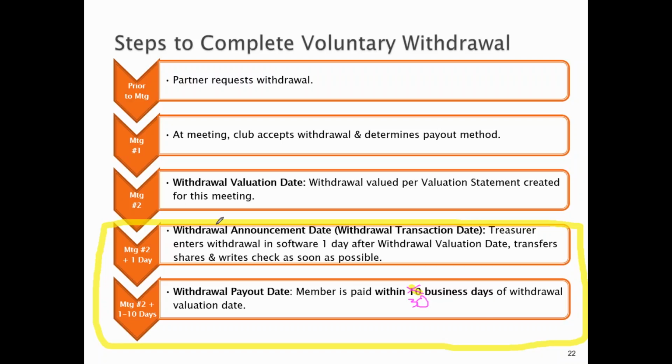Well, the problem is that that's a month later, so the valuation here can be changing quite a bit between meeting 2 and the eventual payout over here, and so a lot of clubs get worried about that and think they need to readjust the valuation to accommodate the period here, especially if you're transferring shares between the valuation date and the payout date.